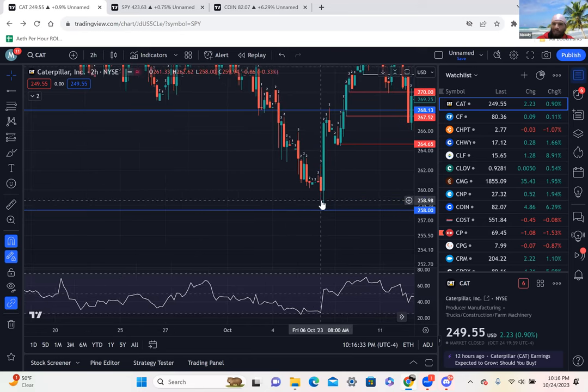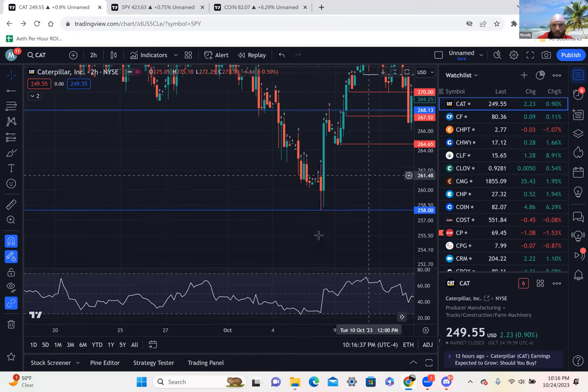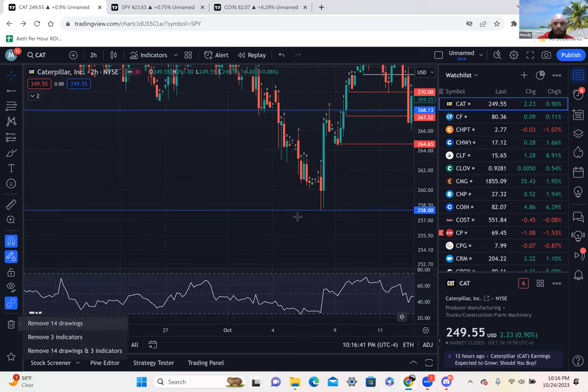But I trade the same things, right? Tweezer bottoms, tweezer tops. I trade all these patterns the same way. So it's just second nature to me, right? Let me delete all this.